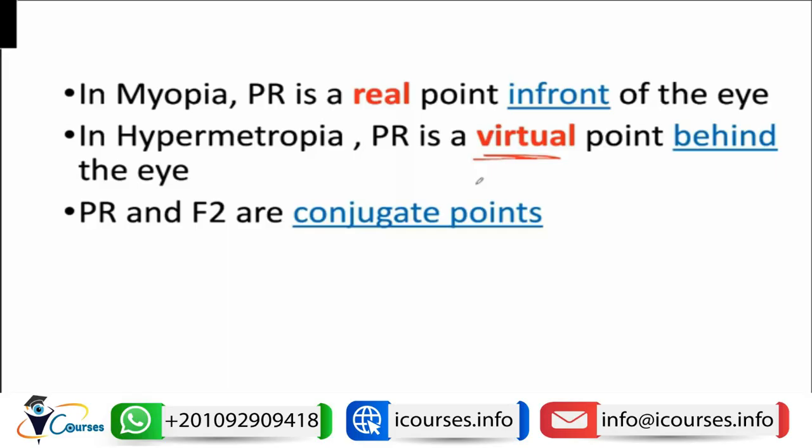However, as they get older and the accommodation gets weaker, they cannot compensate for hypermetropia, and first they cannot see the near targets, and as they get older and older, they cannot see the far targets as well. So this depends mainly on the age and on the amount of refractive error.